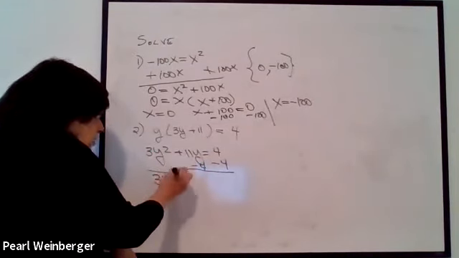by factoring. And of course, since this is a trinomial, I'm going to use my AC method. So I look at it. The AC is the 3 times the negative 4, which comes out to be negative 12.